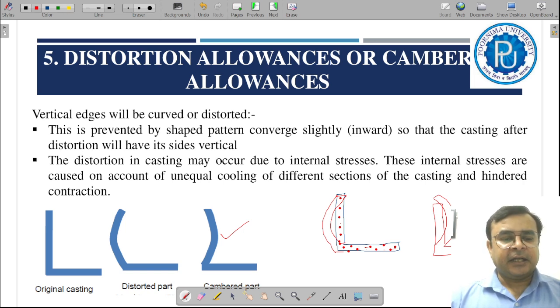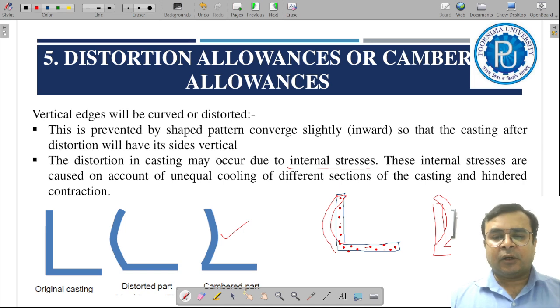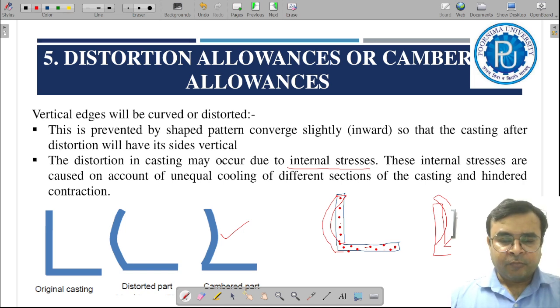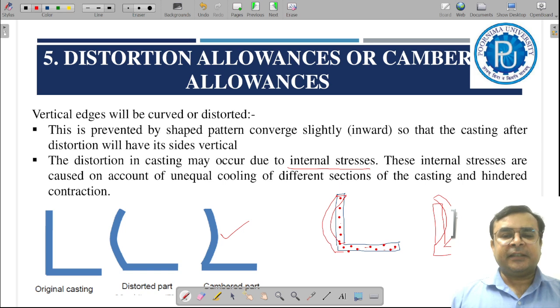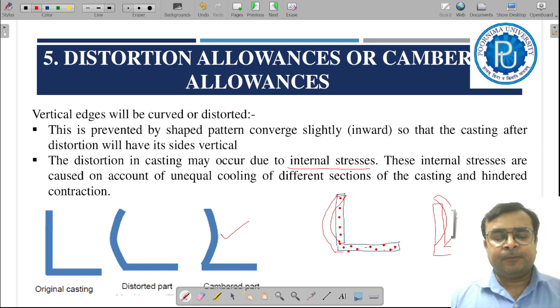and the distortion in casting may occur due to internal stresses. Why has it happened? When you pour the molten metal and allow solidification, then during solidification all the molecules are coming closer to each other. Then because of that its volume decreases and hence some internal stresses may also arise. And because of these internal stresses, the casting may be distorted. So countering this distortion is very essential because a distorted product cannot be used for any application.